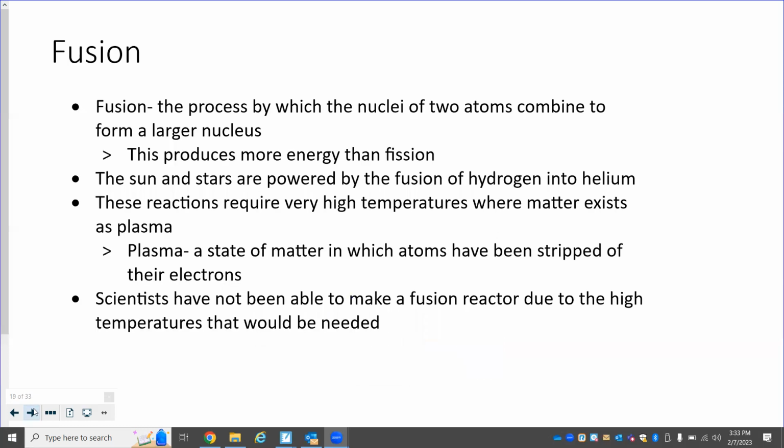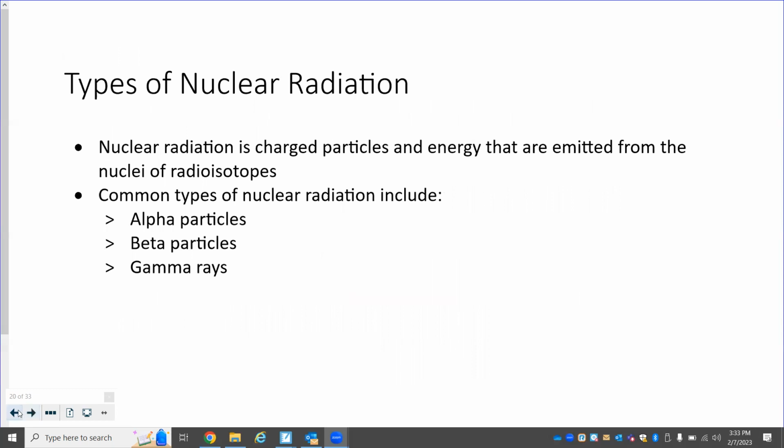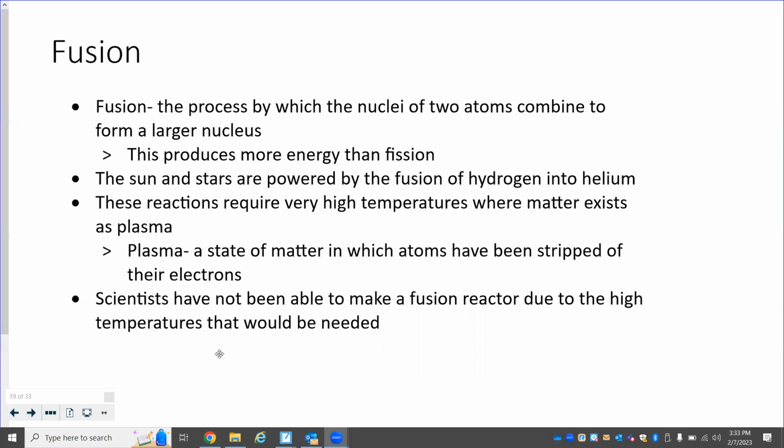And then the other type we deal with is fusion. Fusion is the process by which the nuclei of two atoms combine to form a larger nucleus. So we said fission was splitting, fusion is combining. Fusion actually produces more energy than fission does, but it is not as common for us around here. Our nuclear power plants and stuff are fission reactors instead of fusion reactors. Fusion is what actually powers the sun and the stars. It's the fusion of hydrogen atoms into helium atoms.